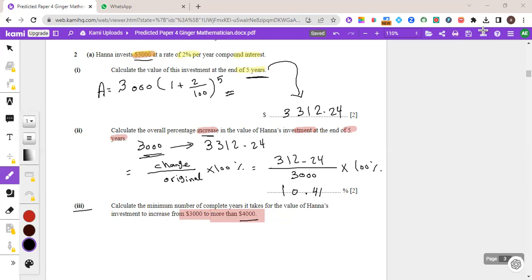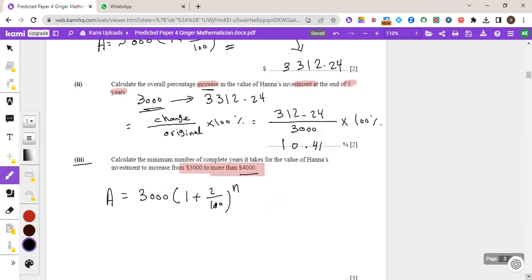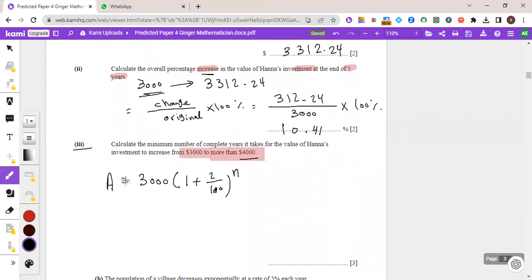We'll use the same formula, but I will write here the amount, 3,000, times 1 plus 2 over 100 to the power of n, because we don't know how many years. Exactly. But I need the amount to be more than 4,000, so I assume that the amount here is 4,000. Okay?